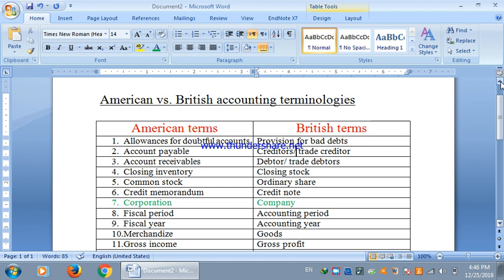So for example, the British use mostly the term company, while the American uses the corporation. So there is no difference. This refers to the same thing. There is only a difference of the term. So one needs to be careful while understanding such accounting terminologies, for a better understanding of the accounting concepts.